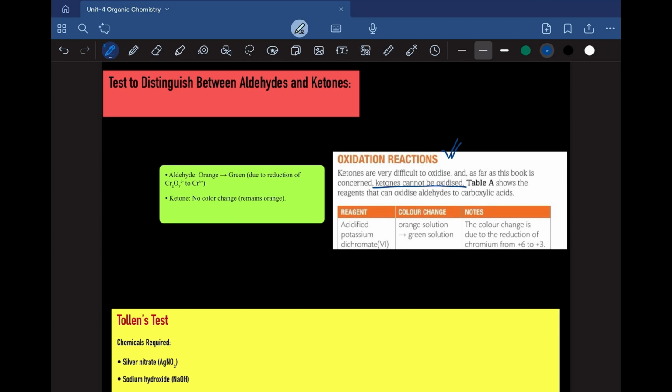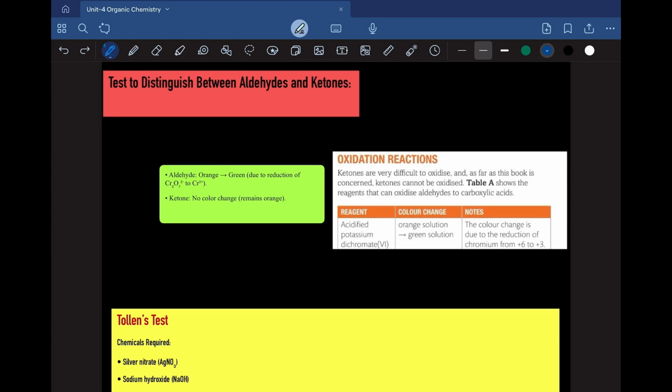So what we will do is add potassium dichromate(VI) to that compound. If it turns from orange to a green solution, that means it is an aldehyde. If there is no color change, if it remains orange and doesn't change into green, then we can say it is a ketone. Okay, this is how we will distinguish between aldehyde and ketone.